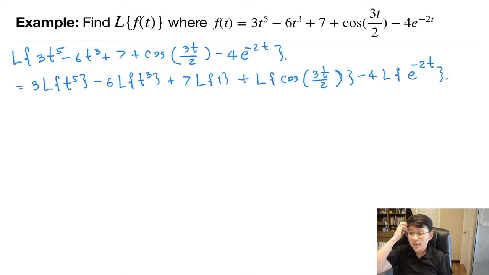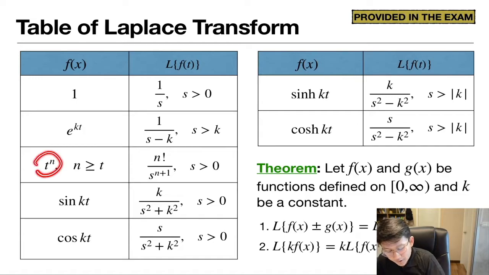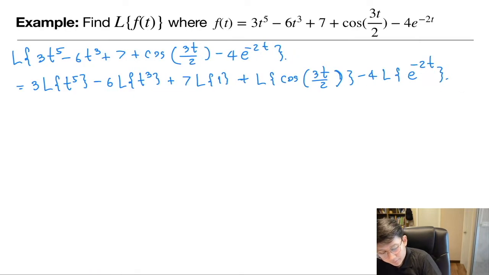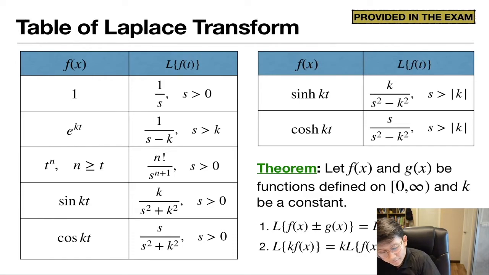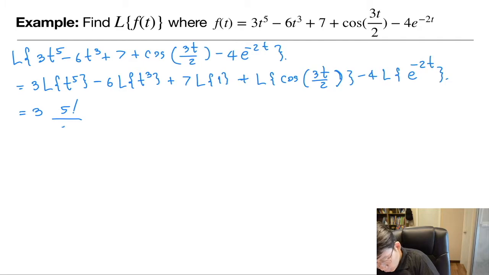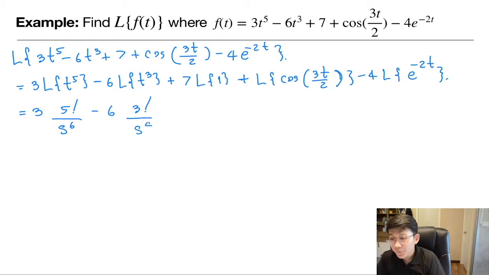Okay, and in that case we go back to look at the formula. The Laplace transform of t to the n is n factorial divided by s to the n plus 1. So we have here 3 times 5 factorial divided by s to the n plus 1, so s to the 5 plus 1, which is 6. Make sense? And then minus 6. Here we have 3 factorial divided by s to the 4. Okay, plus 7. Laplace transform of 1 is 1 over s.